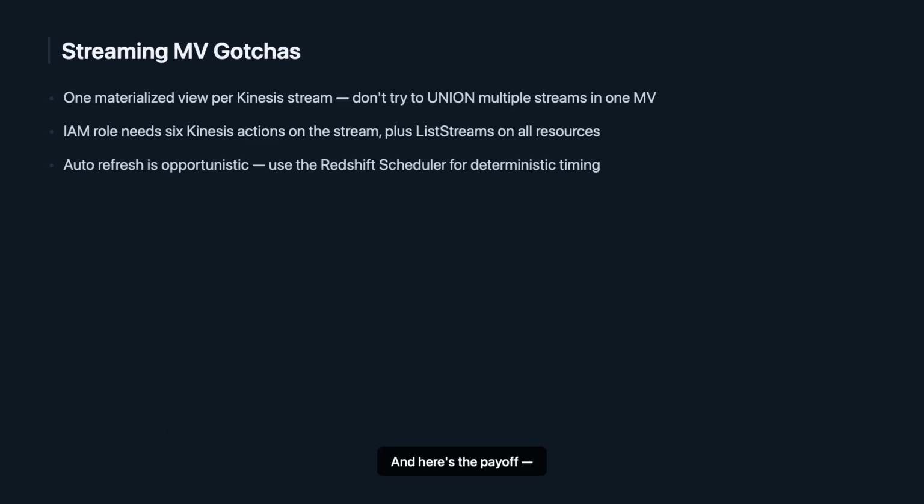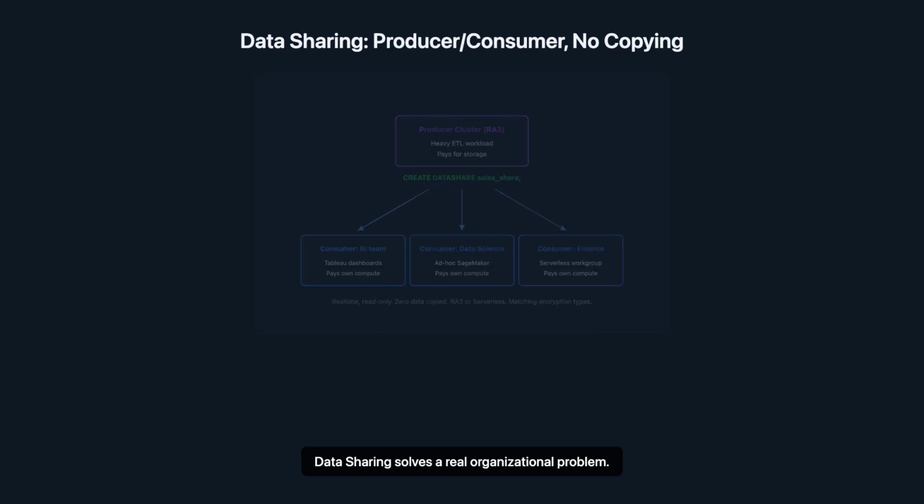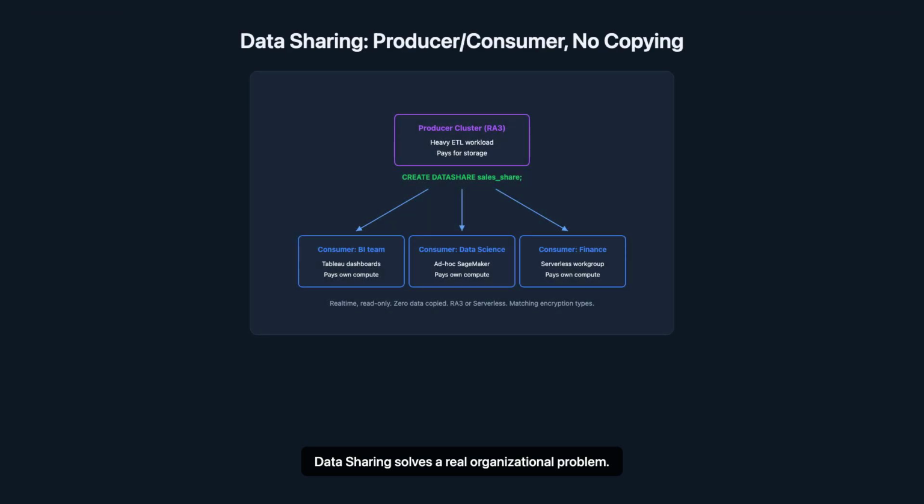And here's the payoff. This pattern is the lowest latency way to land Kinesis data into Redshift, with no S3 staging and no Firehose in the middle. That's a meaningful gap compared to the Firehose into S3 then COPY route, which adds minutes of buffering before the data is queryable.